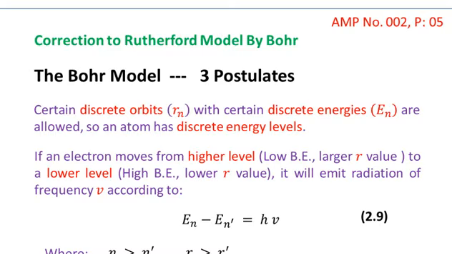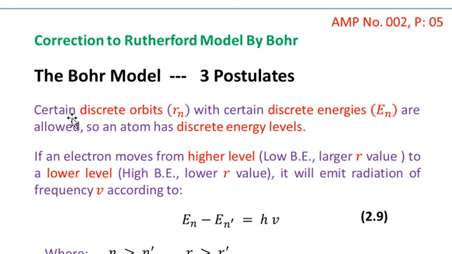Now we are moving towards the Bohr model. Bohr made some postulates for the correction of the Rutherford model. Bohr suggested three postulates, which are the corrections to the Rutherford model made by Bohr in the form of Bohr postulates. So now we are going to discuss the Bohr model, which has three postulates.